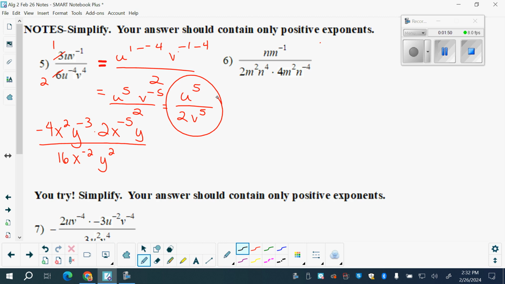Okay. So when we divide, we subtract. So that's what we were doing with subtracting. And so when we have a negative exponent, we don't want that exponent to be negative. So if it's up on the top, we bring it down to the bottom and it becomes positive.